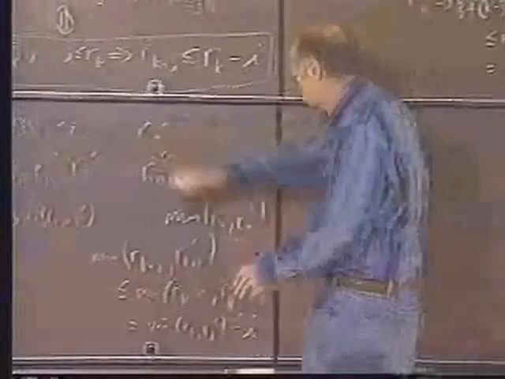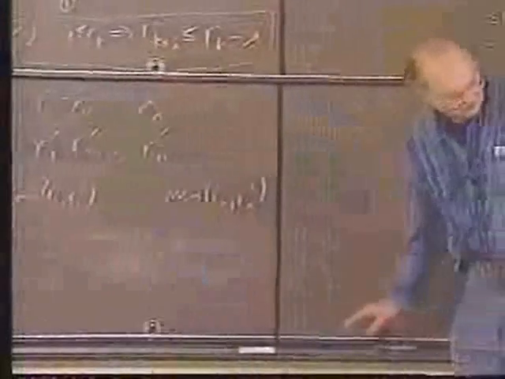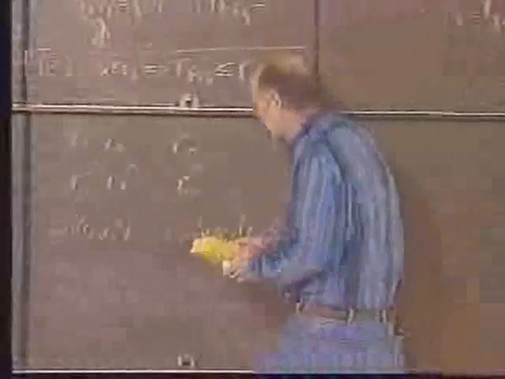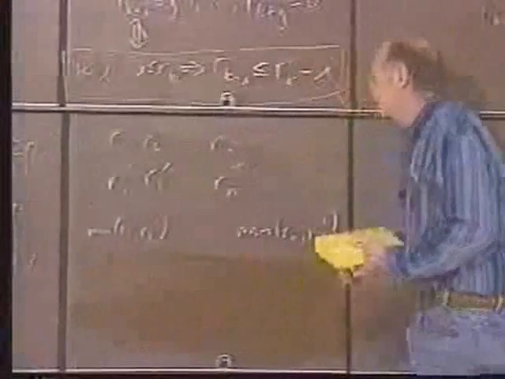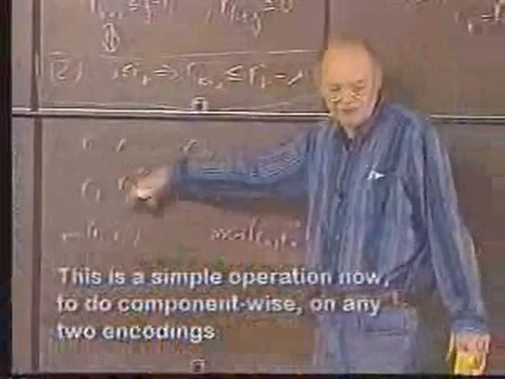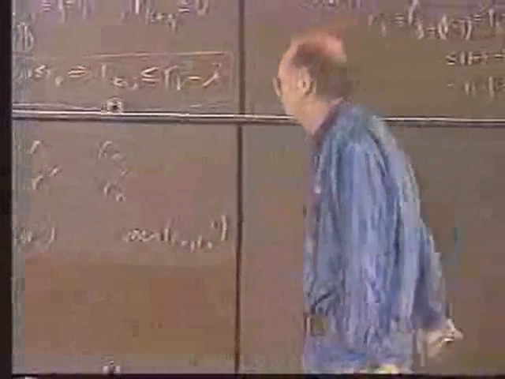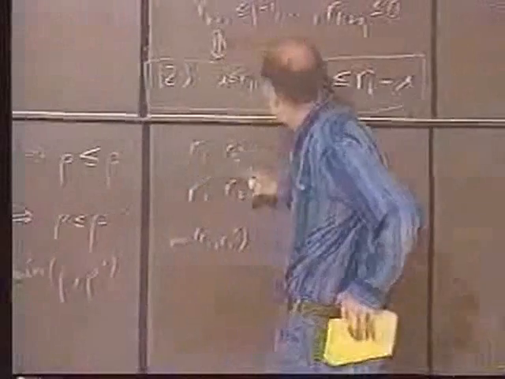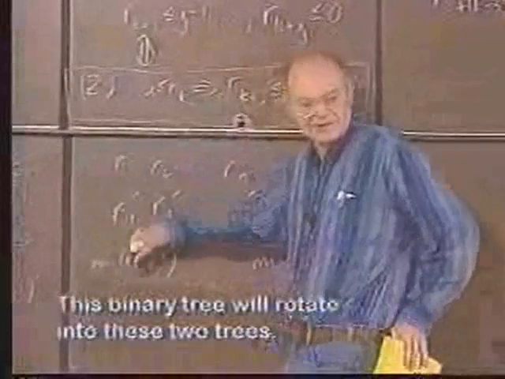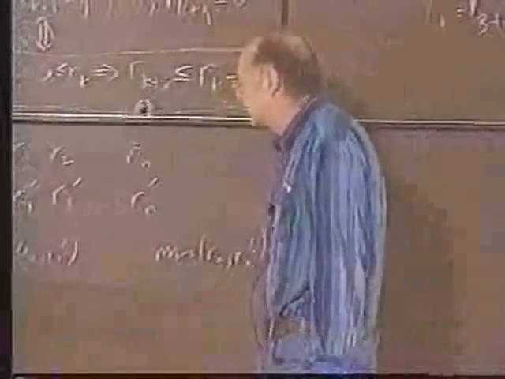So, in other words, if these two conditions hold, then it also holds for the minimum. It doesn't hold for the maximum. We'll talk about the maximum in a minute, but it certainly holds for the minimum. Okay, so in other words, this is a simple operation now to do component-wise on any two encodings, and it gives us another tree. So that's a binary tree. The significance of that binary tree is it is less than or equal to this one, and it's less than or equal to this one. Therefore, this binary tree will rotate into this one and this one. It's a common lower bound of both of them, and it's the largest such.